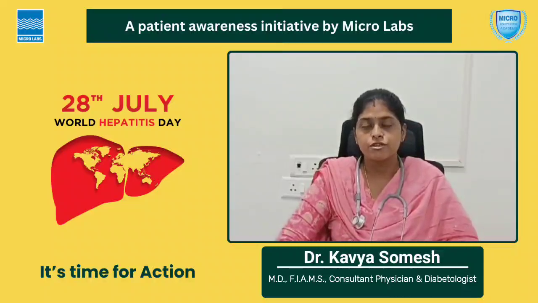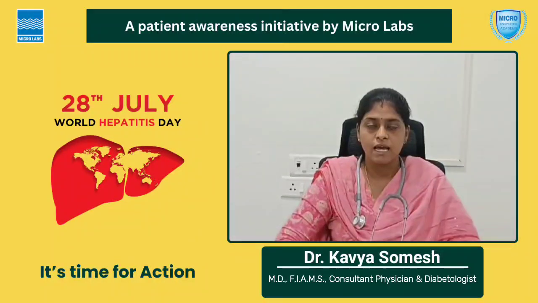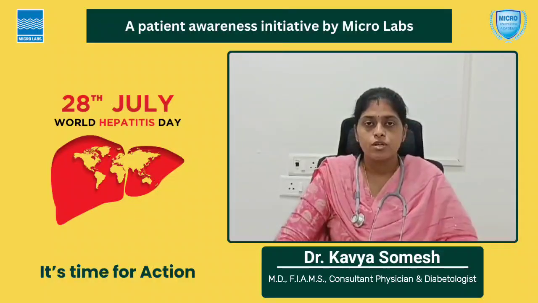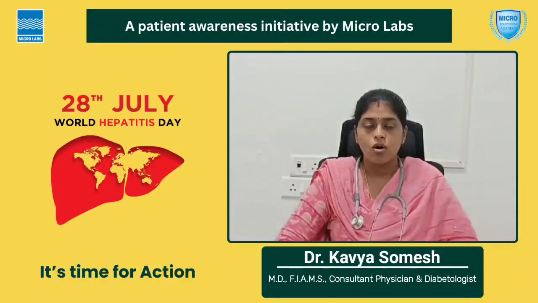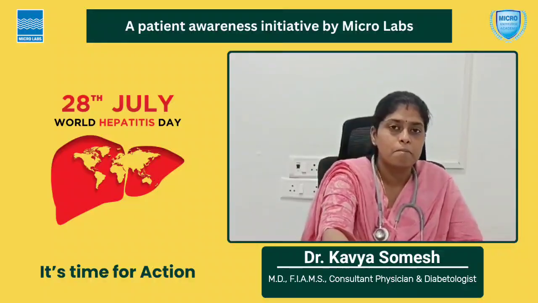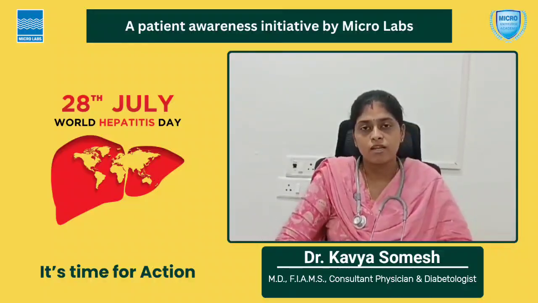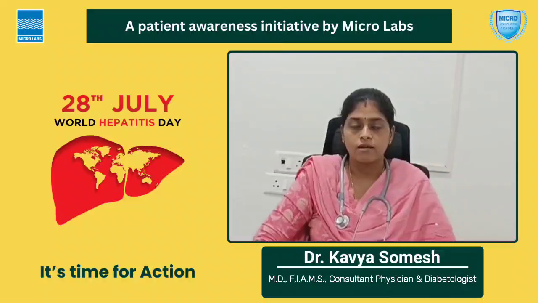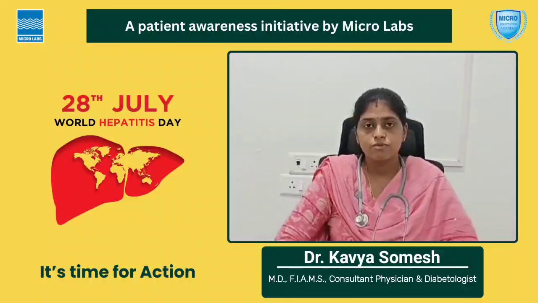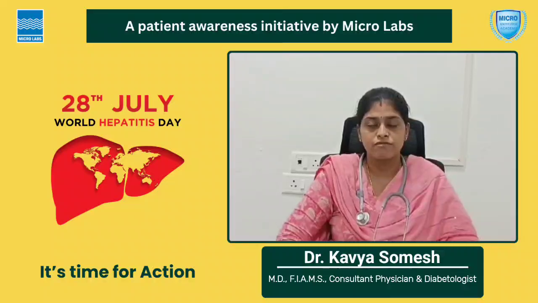So what is hepatitis due to? Hepatitis can be due to hepatitis A, B, C, D, and E. Out of these, the most fatal are hepatitis B and C. All other infections can be managed by vaccinations and proper care. So what are the symptoms associated with hepatitis infection?